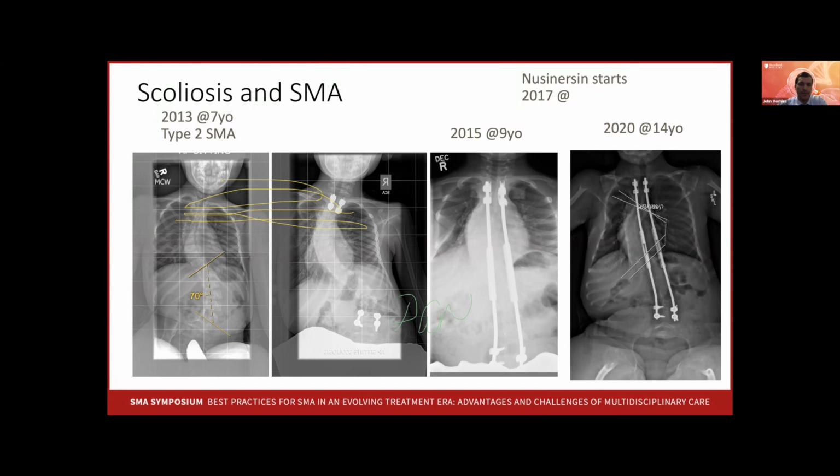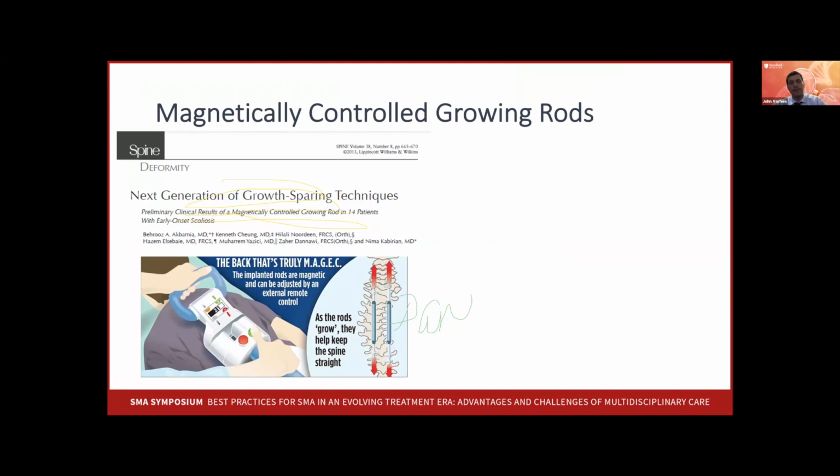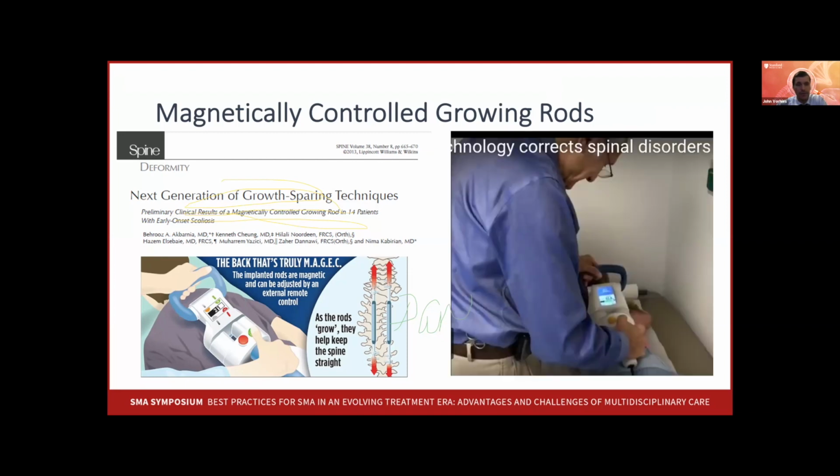So this, in this era in SMA, is almost a historical treatment now because of the advent of a new type of growing rod that was FDA approved in 2014 and 2015. And this is a magnetically controlled growing rod. So these are growing rods, and instead of having a manual mechanism that we have to take back to surgery and lengthen every 6 months or so, there's a little motor which is activated by a magnetic field.